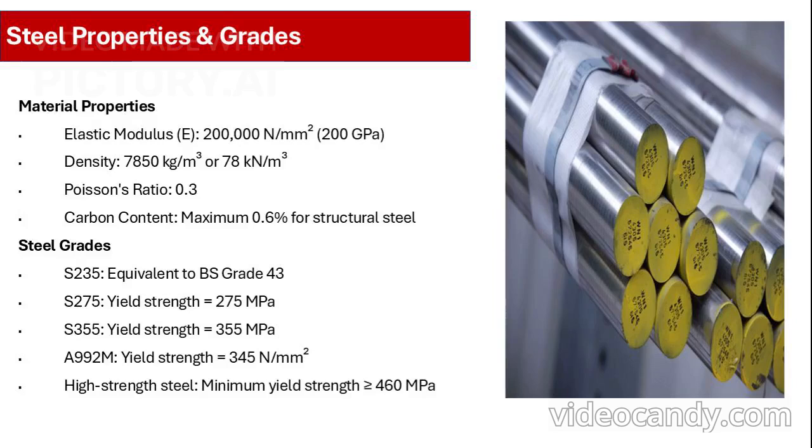Common grades include S235, S275, 275 megapascals, S355, 355 megapascals, and A992M, 345 megapascals. High-strength steels start from 460 megapascals and are used in heavy load structures. These values are frequently asked in exams and are vital for code-based design.